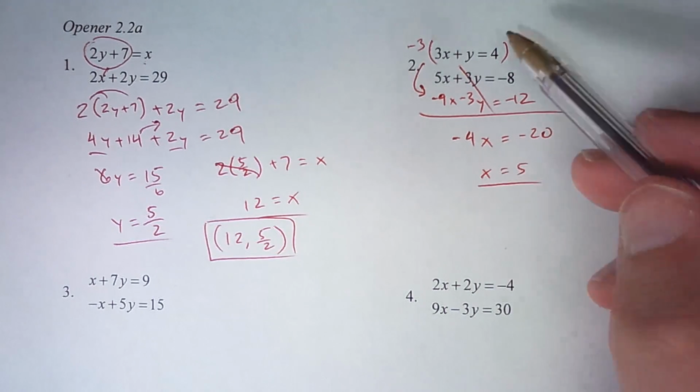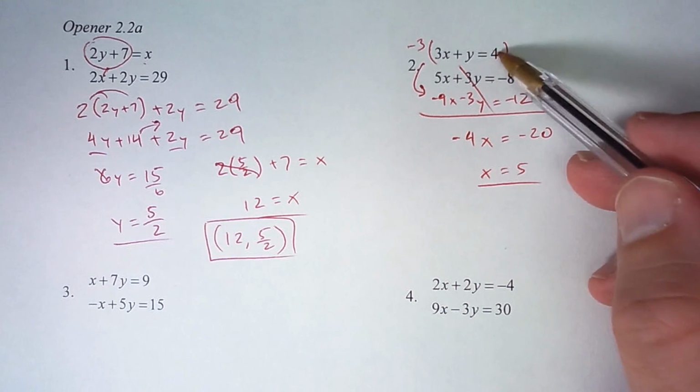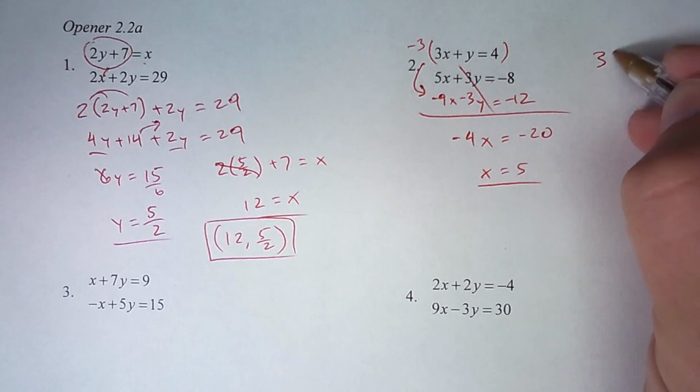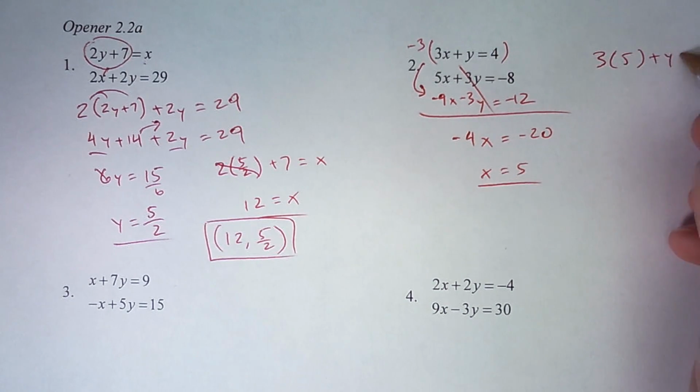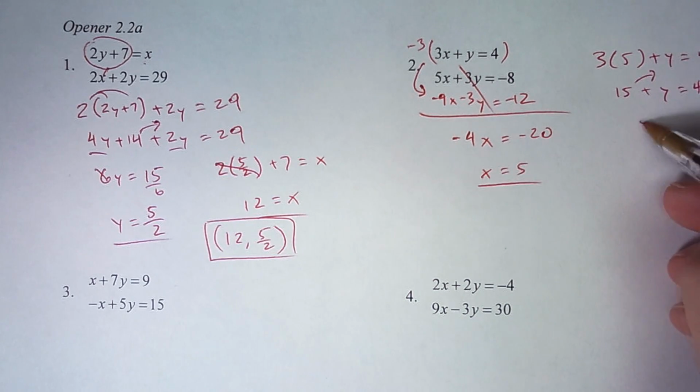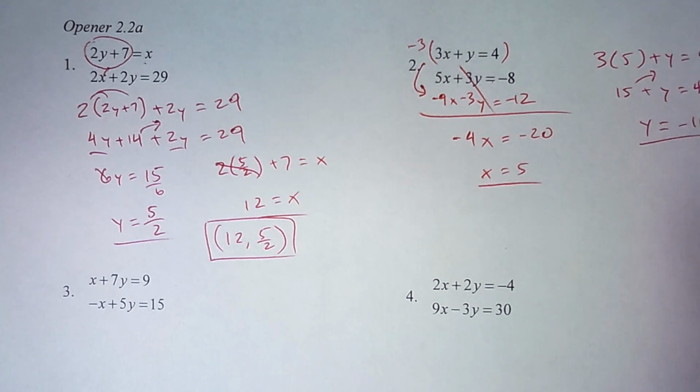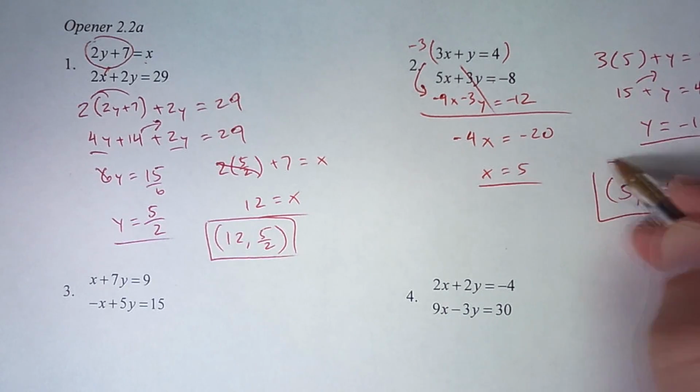Now I can substitute that into either of these. I think the top equation looks easier, so that's 3 times 5 plus y equals 4. That's 15 plus y equals 4, and I'll subtract that 15. And 4 minus 15 is negative 11. So I get 5, negative 11 as my point of intersection.